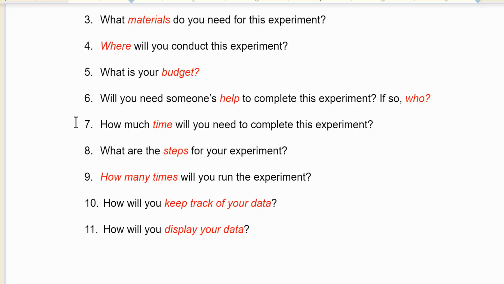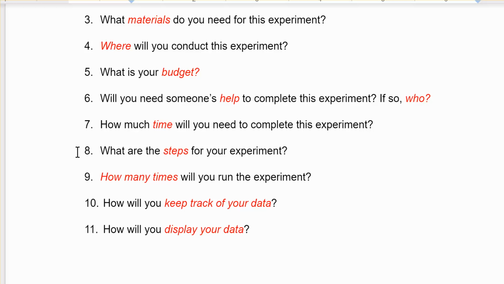Another super important one is, how much time will you need? Because let's say your science fair project is due in 3 weeks, and it's going to take you 2 weeks to run this experiment. You need to get on the ball and get the experiment going, because if not, it won't be done by the time it's due, and then your grade will be late. So it's real important to plan out how much time you need, and even come up with a daily schedule if you have to, of here's what I need to do on this day, this day, this day, so on and so forth.